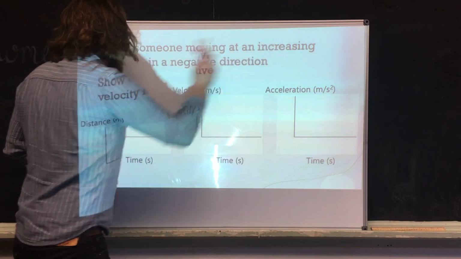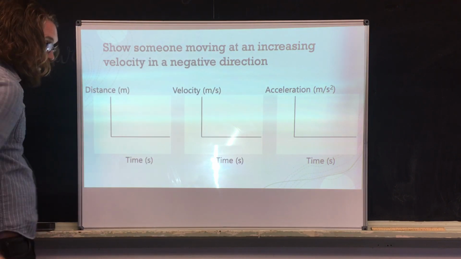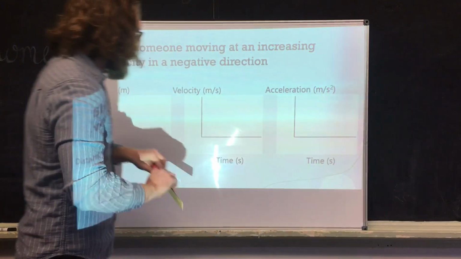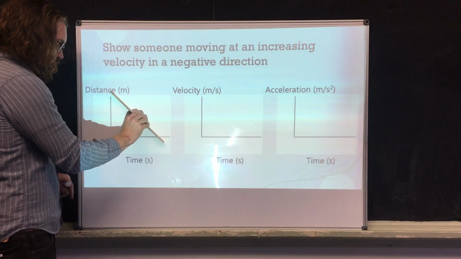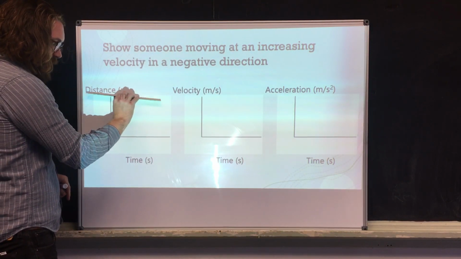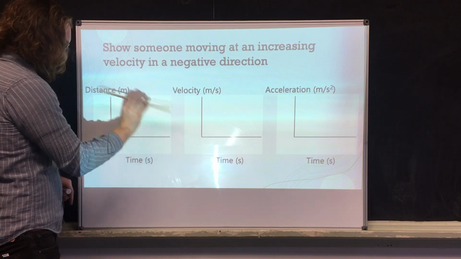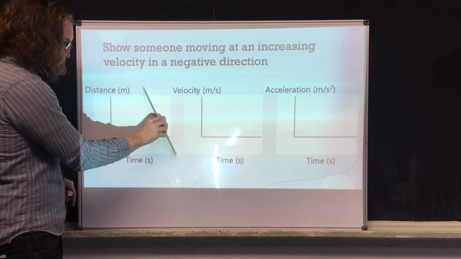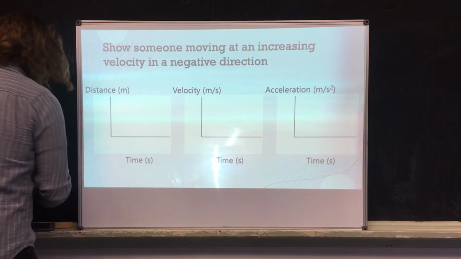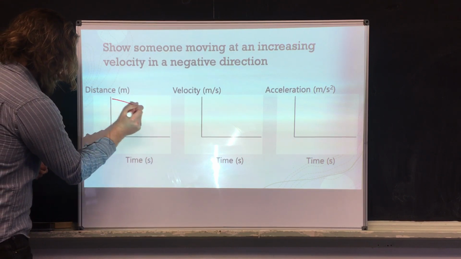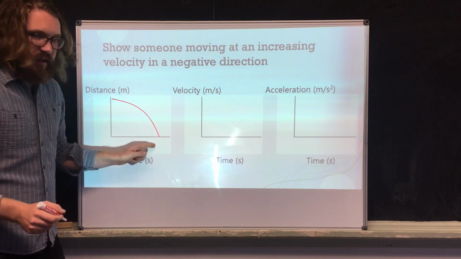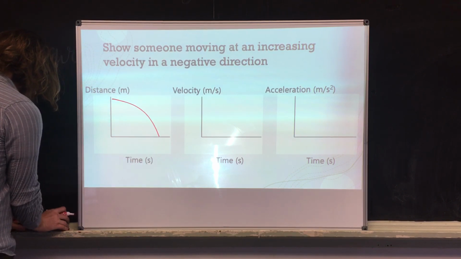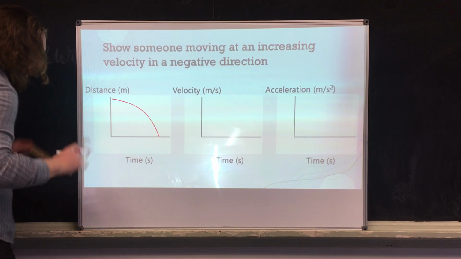And we're moving at an increasing velocity. So that means that our slope is going to get bigger. So the line's got to go down, and our slope has to go from flat to steep. Look at this. Flat slope, slow, faster, faster, faster, faster, faster. And the line's going down. Here, negative direction, moving down, and our slope of this line is constantly getting bigger.